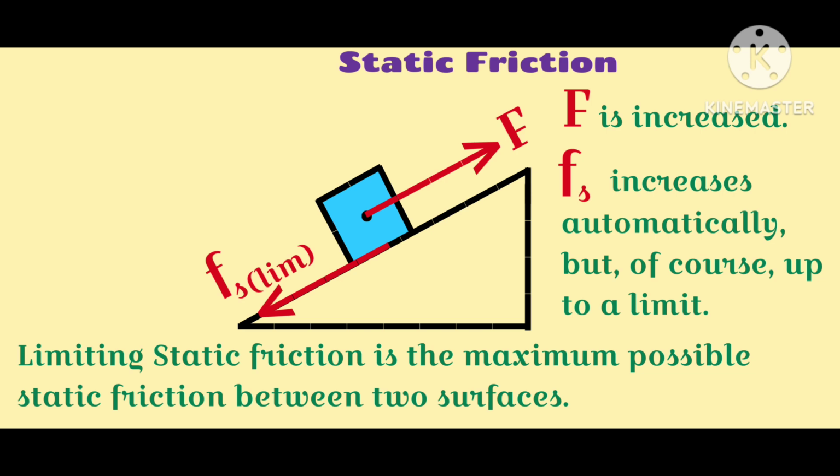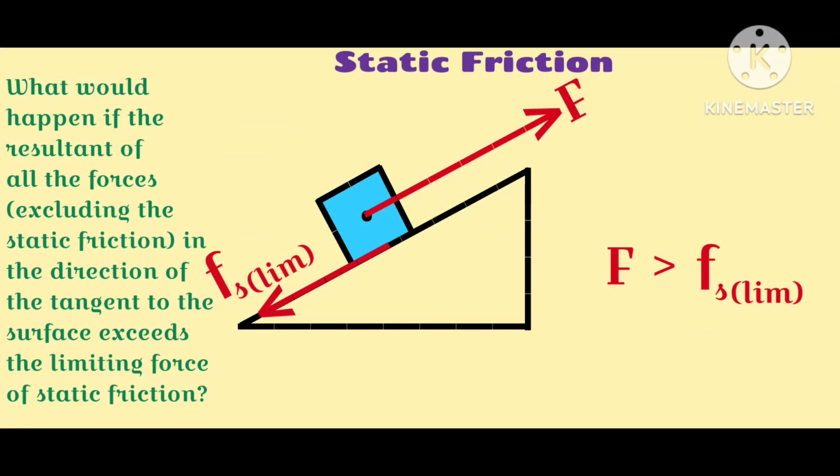Thus, when the force tending to move the object along the surface is increased, the force of static friction increases automatically to cancel that force, of course up to a certain limit. This is the limiting force of static friction, the maximum possible static friction between two surfaces in contact under given circumstances. What would happen if the net force tending to move the body along the surface becomes larger than the limiting force of static friction?